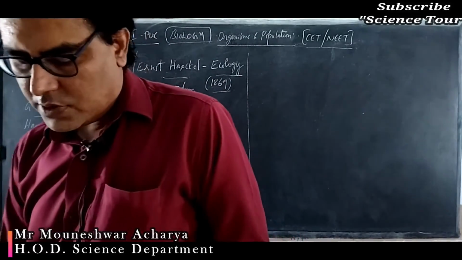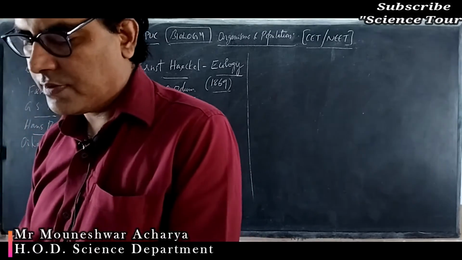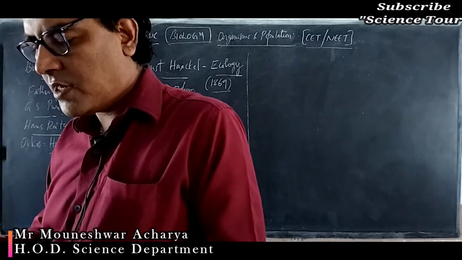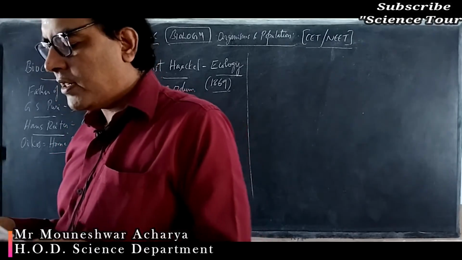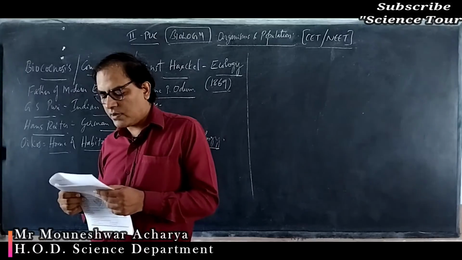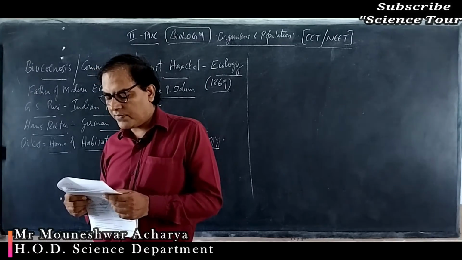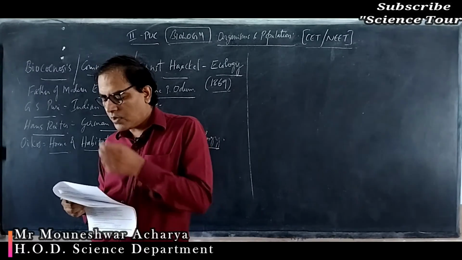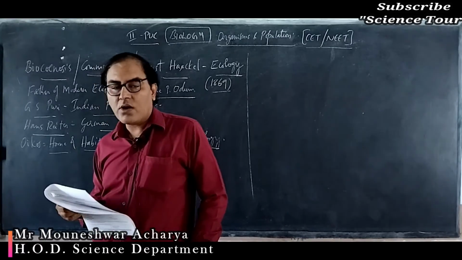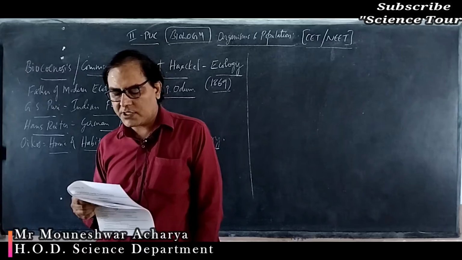Okay, let's move to question number 5. Members of a population: 1, can interbreed and produce fertile offspring; 2, share a common gene pool; 3, share or compete for similar resources; 4, more than one option is correct. These are all aspects which are concerned with the population.